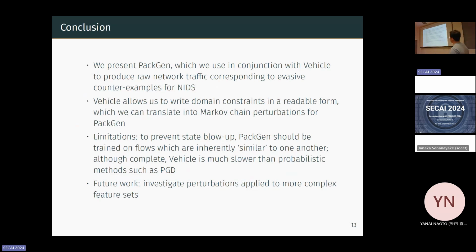There are some limitations to PackGen. You can't just train it on arbitrary PCAP data. It needs to be inherently similar. And with vehicle, these verification frameworks are very slow. So we end up with a single adversarial attack, and it's much slower. And for future work, we want to investigate perturbations of more complex feature sets. We use a very basic feature set. And that's it. Thank you very much.